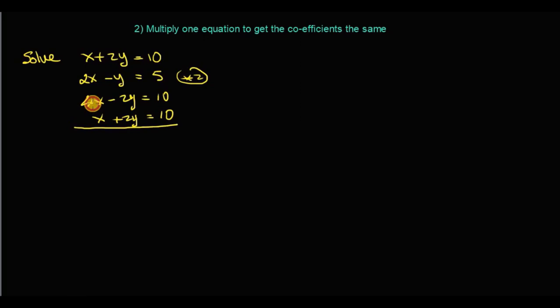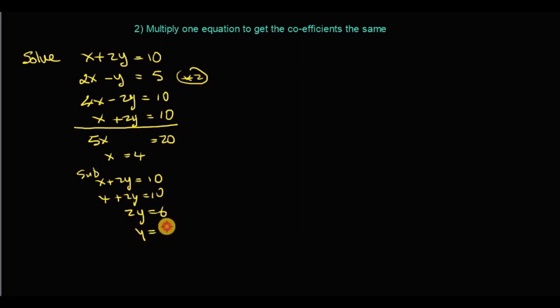Now I'm going to add these two up. 4x and x is 5x. The y's cancel out, and that is equal to 20, since 10 and 10 is 20. And so x is equal to 4. Now when x is equal to 4, I sub it back into x plus 2y is equal to 10. So I've got 4 plus 2y is equal to 10. That means 2y is equal to 6 because I subtract 4 from both sides, and y is equal to 3. So there's my answer: x equals 4, y equals 3.